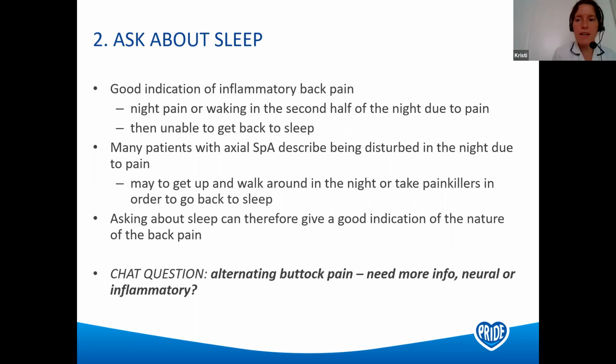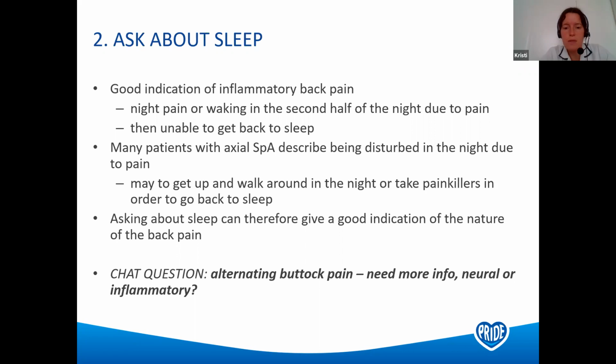So next question, ask about sleep. Night pain's a really good indication of inflammation. So not moving, especially in the second half of the night. When you're not moving, your inflammation can pool around the tendons and ligaments and nerve endings and cause pain. Often these patients find that they're then unable to get back to sleep. They maybe have to get up, move around, take painkillers. So these are all little alarm bells for you. Is it inflammatory back pain? It can give a good indication of the nature of the pain.